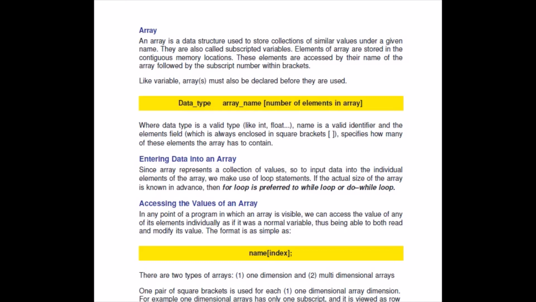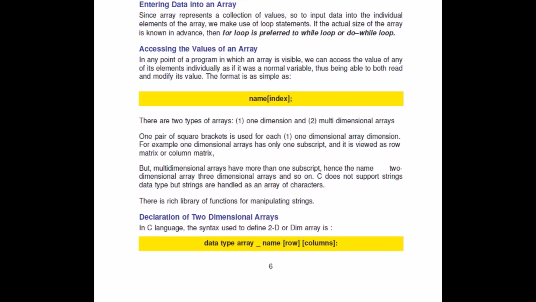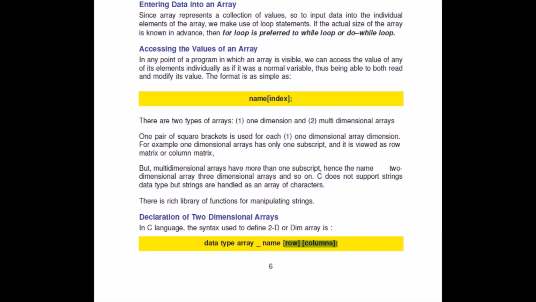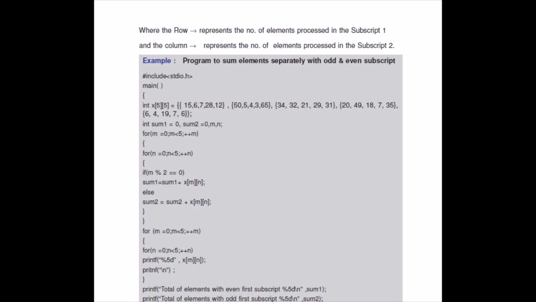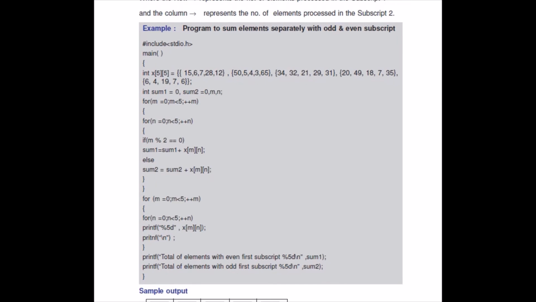We have also studied in our last class how to enter and access the values of arrays in single dimension and two-dimensional arrays. In two-dimensional arrays there is something different. We use two square brackets, one for rows and one for columns. The rows represent the number of elements possessed in subscript 1 and the column represents the number of elements possessed in subscript 2. Here we see this in an example.